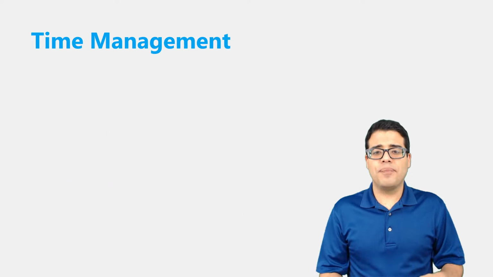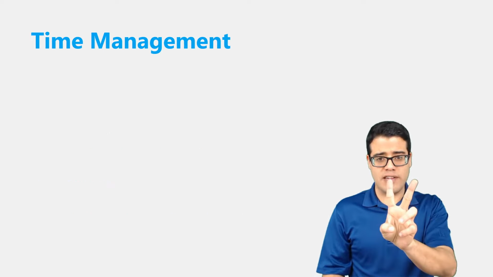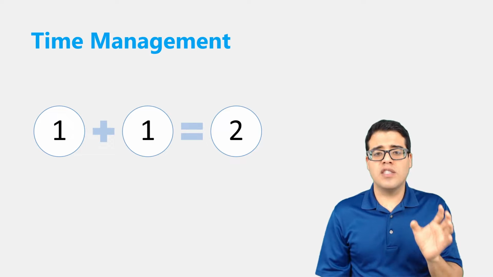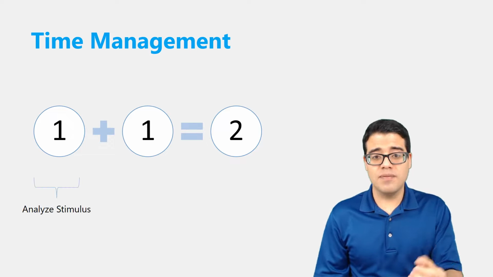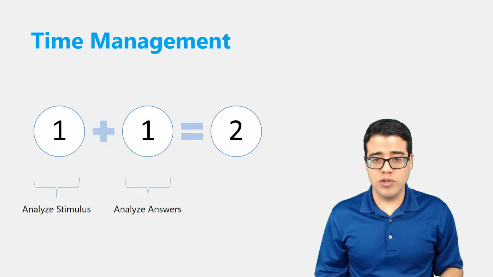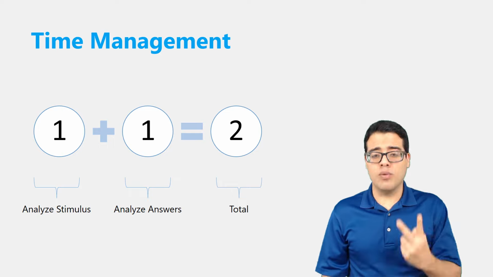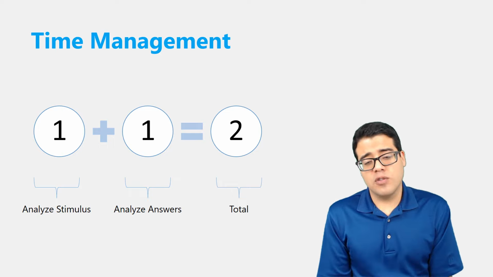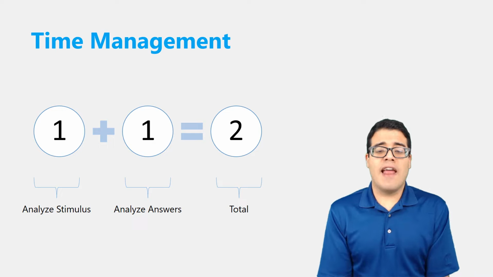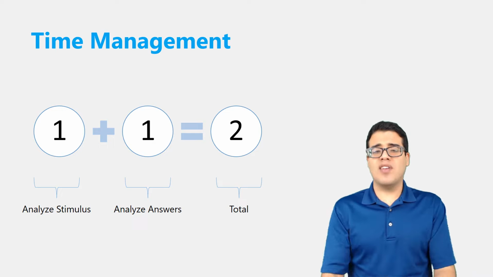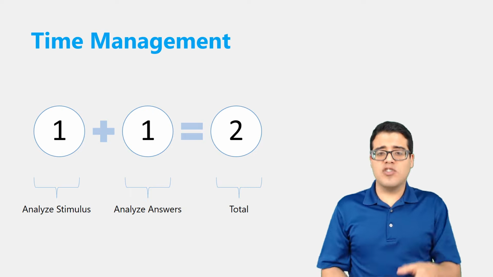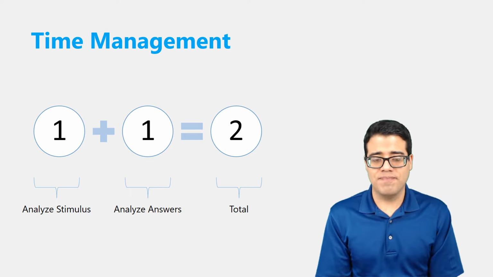Well, ideally, you should take about 2 minutes. You have about 1 minute to understand the stimulus, do the analysis, and then you have 1 minute to analyze the answer choices. That's a total of 2 minutes. Of course, with some easy questions you can take maybe a minute and a half. With some more challenging questions you may take 2 minutes and a half, but the average is roughly 2 minutes.